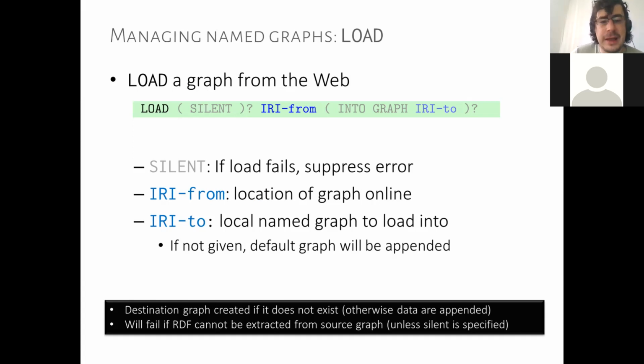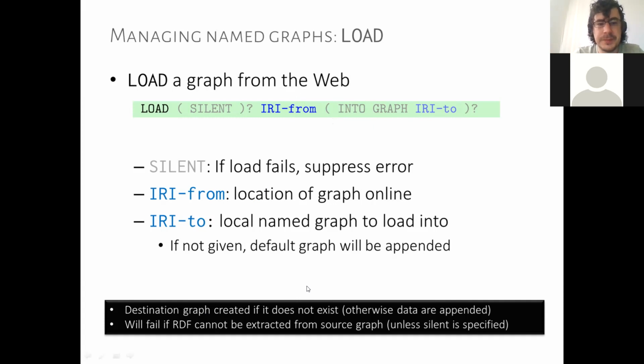And then we specify where we want to load the graph from. This would be a document online, for example, the Wikidata RDF description of Santiago, which is available. And then we can optionally say into which named graph we want to store it. If we don't specify this, it would be stored in the default graph. So basically, this allows us to pull an RDF document from the web into our local SPARQL store.